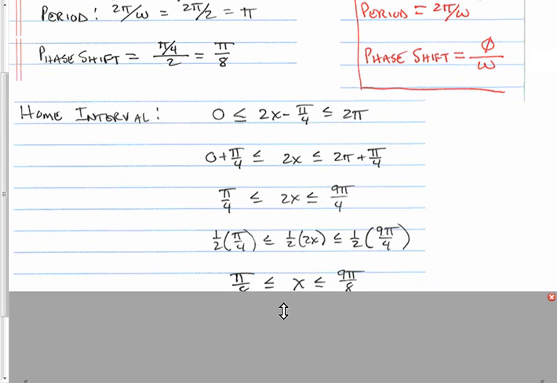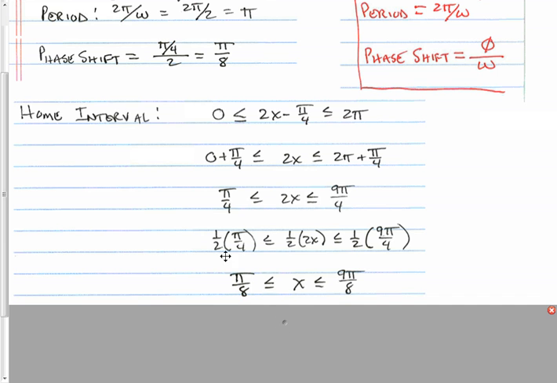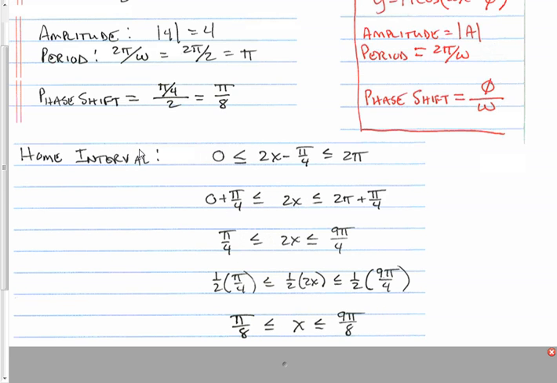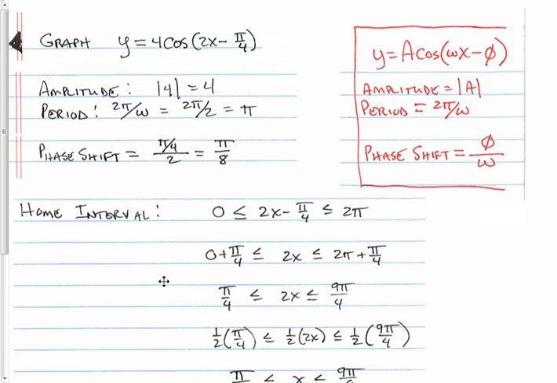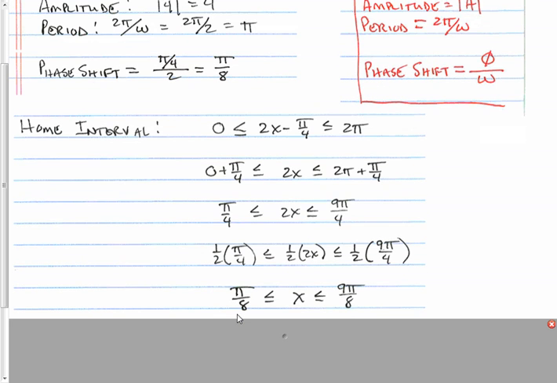Now, how does that simplify? Well, 1/2 times pi over 4 is pi over 8. Of course, 1/2 times 2x is x, and 1/2 times 9 pi over 4 is 9 pi over 8. So the home interval for this function that we're actually trying to graph starts at pi over 8 and ends at 9 pi over 8.